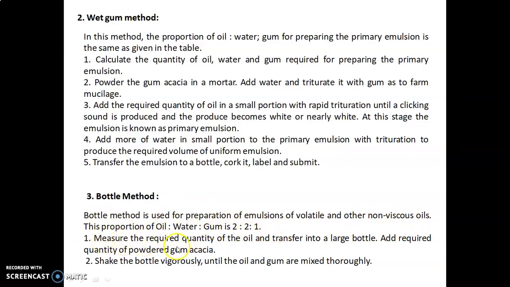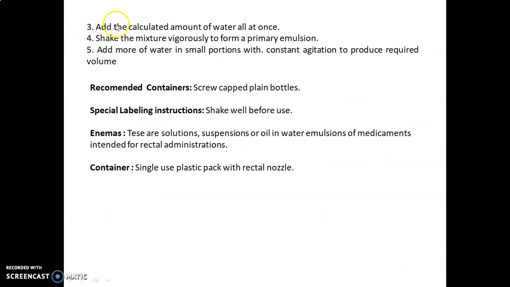First one, measure the required quantity of the oil and transfer it into a large bottle, add the required quantity of powdered gum acacia. Then second one, shake the bottle vigorously until the oil and gum are mixed thoroughly. Third one, add the calculated amount of water all at once. Then fourth one, shake the mixture vigorously to form a primary emulsion.